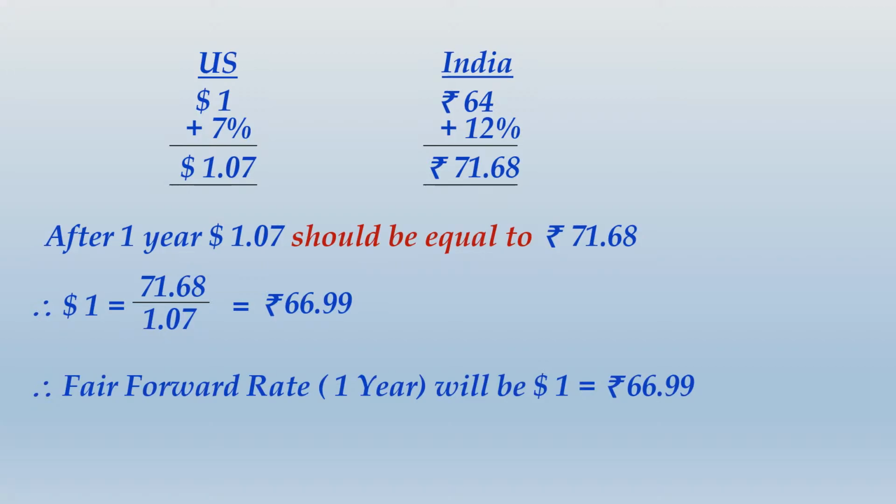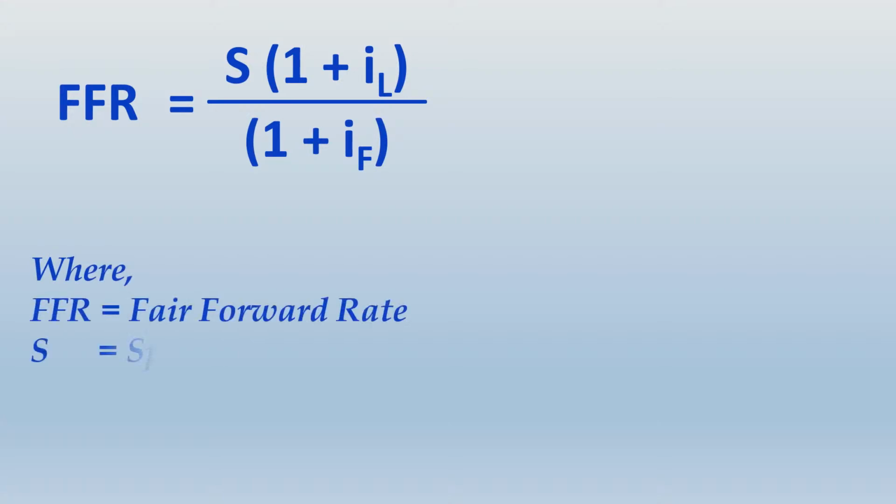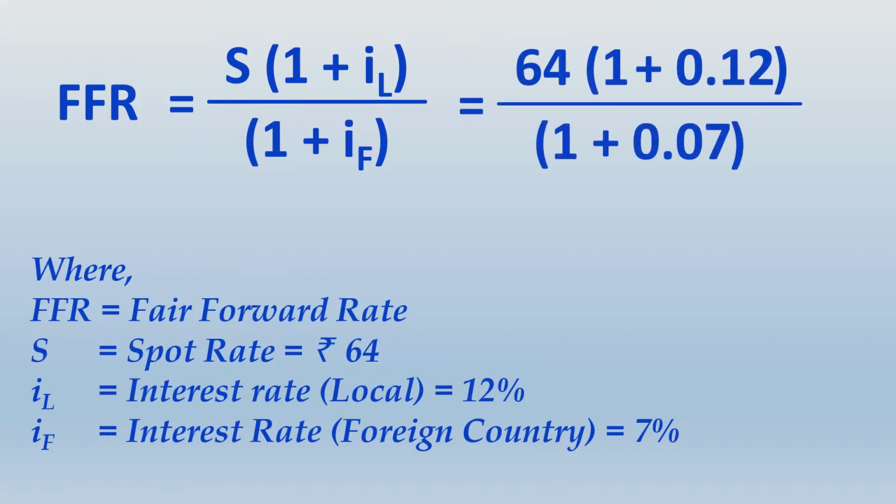Alright friends, let us try to move ahead and do this calculation using formula. So as per the formula, FFR equals to S into 1 plus IL divided by 1 plus IF. Let us define all these variables. So FFR is the forward rate, S is the spot rate, that is 64. IL indicates interest rate prevailing locally, that is 12%. IF indicates interest rate prevailing in foreign country, or interest rate applicable for foreign currency, which is 7%. So you will compute FFR by taking 64 into 1.12 divided by 1.07. When you make this calculation, what you get is 66.99.